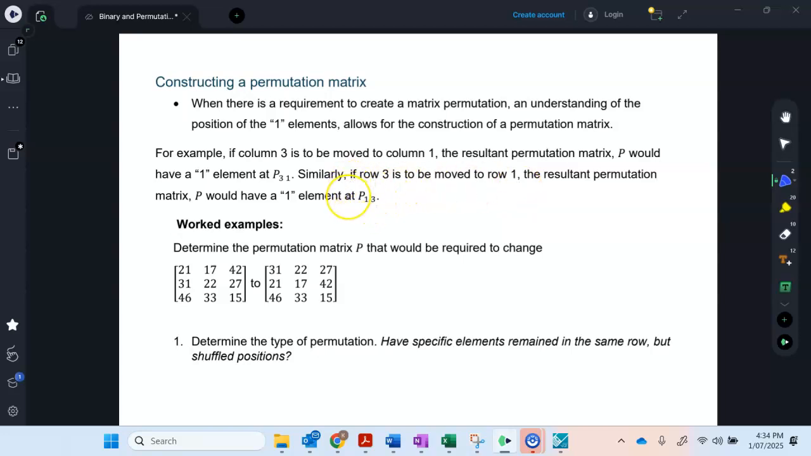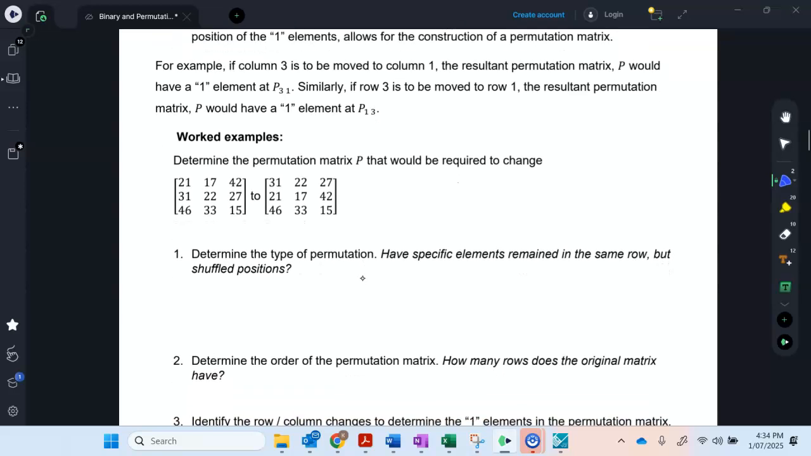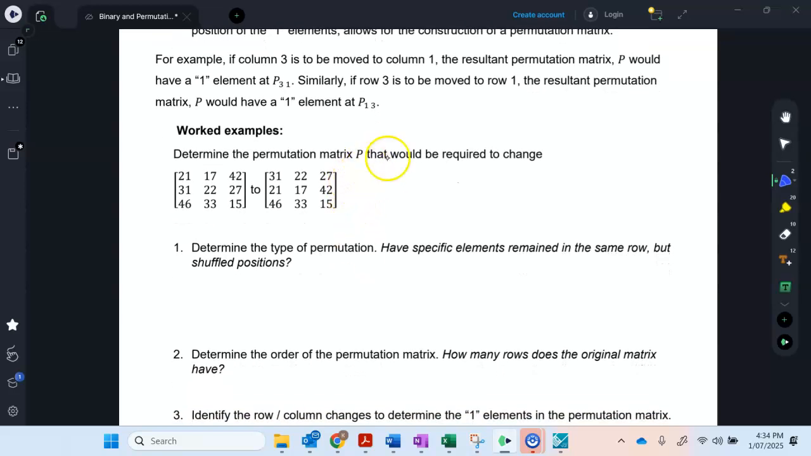All right, so just making sure we understand whether it's a row or a column permutation, and also whether the permutation matrix is going to be first or second, before or after the matrix being multiplied. All right, determine the permutation matrix P that would be required to change this matrix to this matrix.